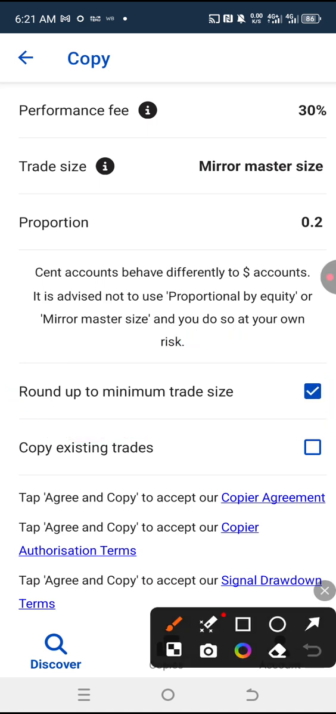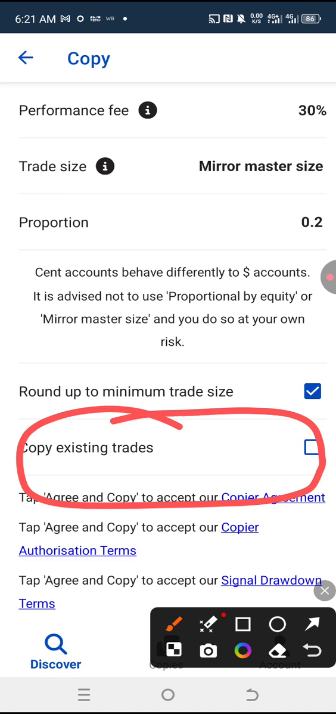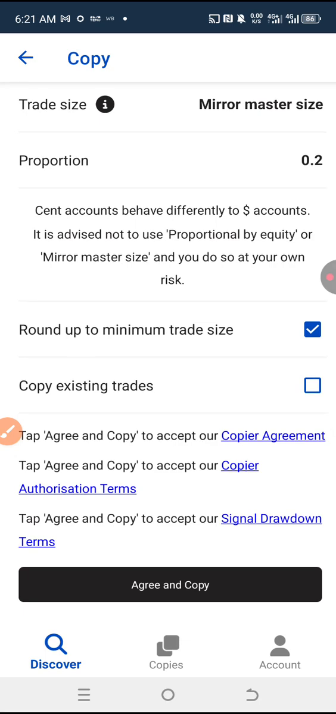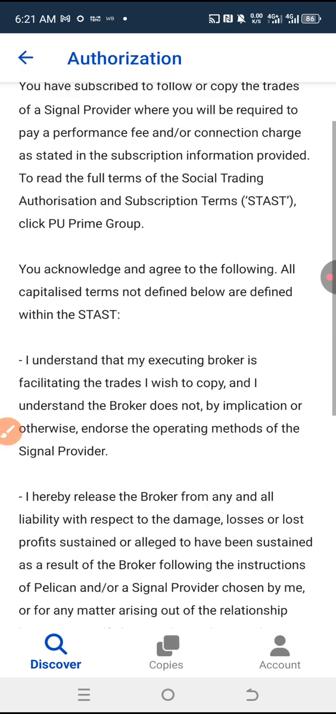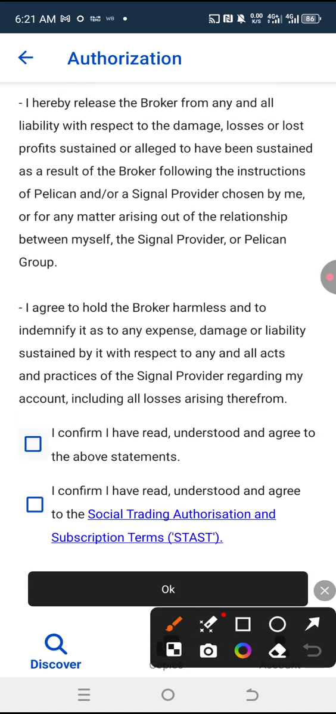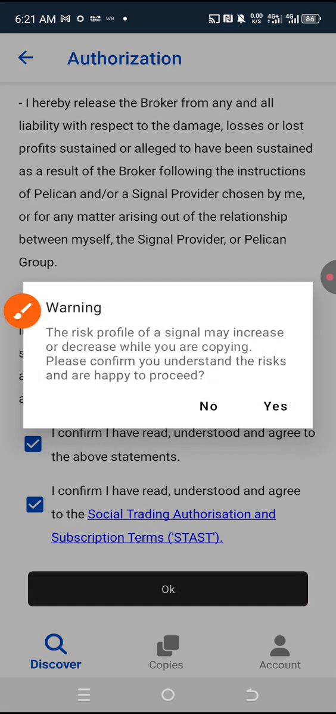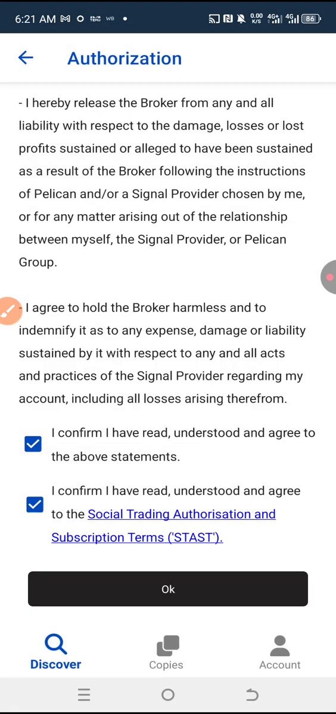Yeah, you click on this. Copy existing trades. No, don't click on that because you don't know the existing trades. You don't know if they are on their way out, so that you don't just go into a trade at the wrong time. So you want to wait for the next trade. So I click agree and copy. I go down, I confirm all this, then I click OK, then I click yes also.